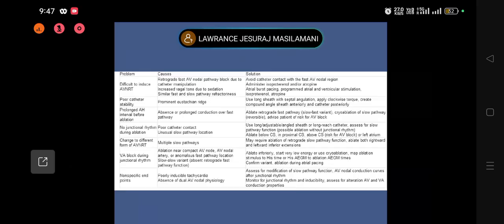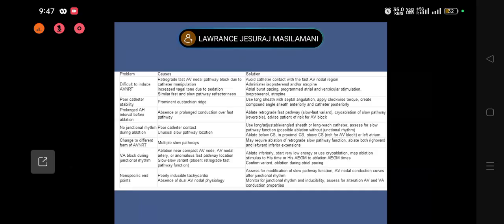No junctional rhythm during ablation: maybe a poor catheter contact. Use a sheath or give a good clockwise rotation. A change to a different form of AVNRT: there may be multiple slow pathways. Then you may have to ablate a retrograde slow pathway, sometimes both right and leftward. VA block during junctional rhythm: you are very close to the compact AV nodal area. Avoid that area, ablate inferiorly, bring your catheter down.